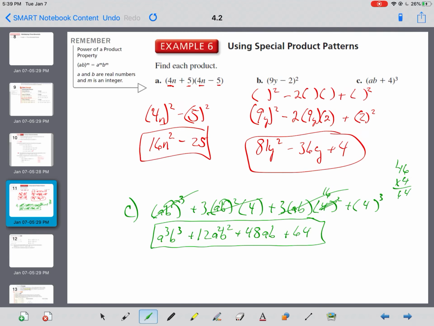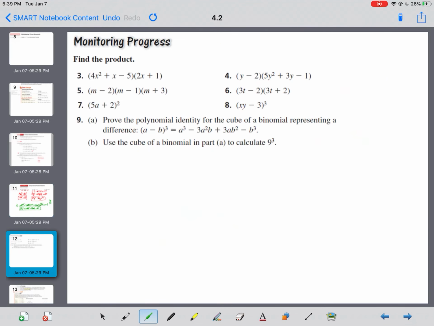And it's in descending order. a to the third, b to the third: the degree is 6. a squared, b squared: the degree is 4. ab: the degree is 2. There is no variable on 64. The degree is 0. Okay.